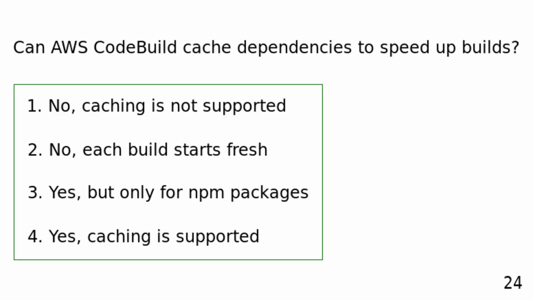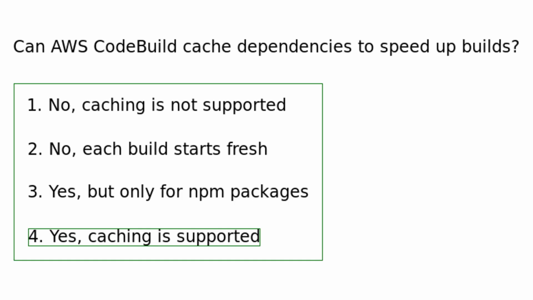Can AWS CodeBuild cache dependencies to speed up builds? No, caching is not supported. No, each build starts fresh. Yes, but only for NPM packages. Yes, caching is supported. AWS CodeBuild supports caching of dependencies to speed up subsequent builds.